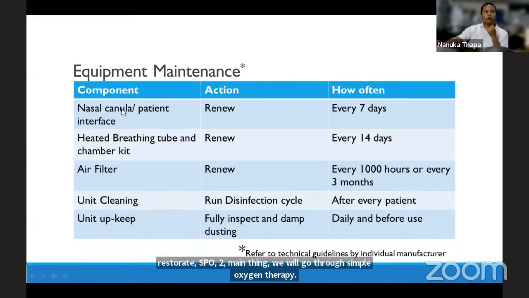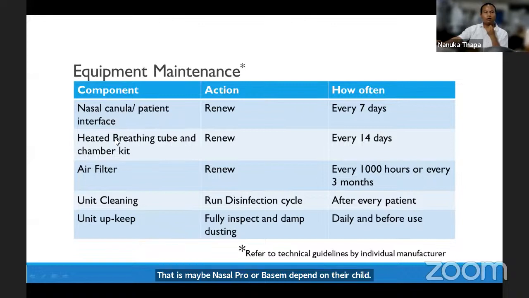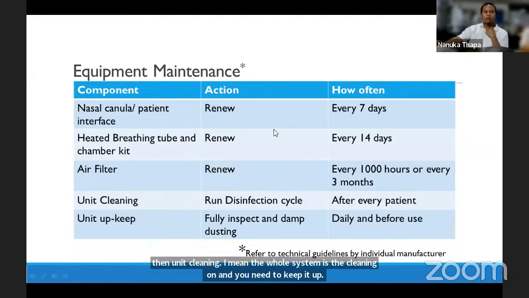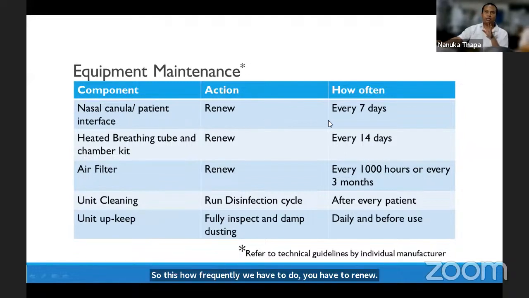So what are the components to review? Nasal cannula, heated breathing circuit tube, whether the air filter is present or not, and then unit cleaning, the whole system being cleaned and the unit kept up. How frequently do we have to do this? We have to renew the nasal cannula for each and every patient. If a patient requires it for 14-15 days, every 7 days we have to change it. This is what is written in the book.